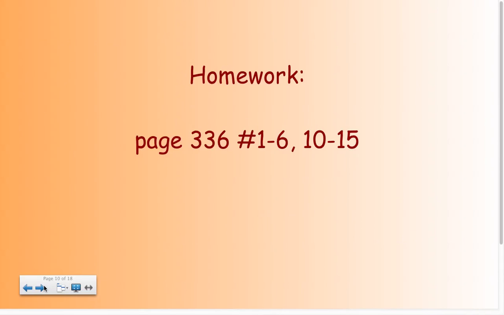Summary. The homework for this lesson is page 336, numbers 1 through 6, 10 through 15.